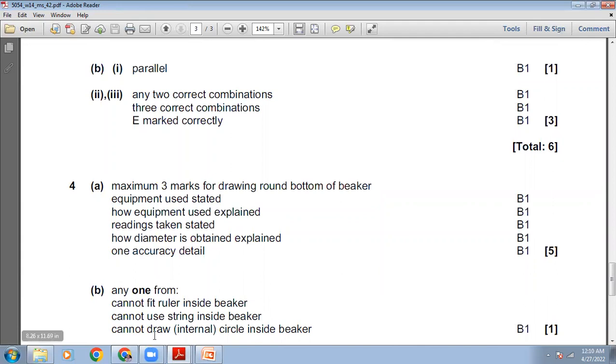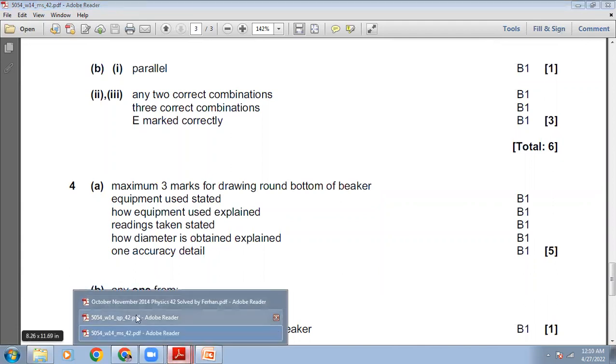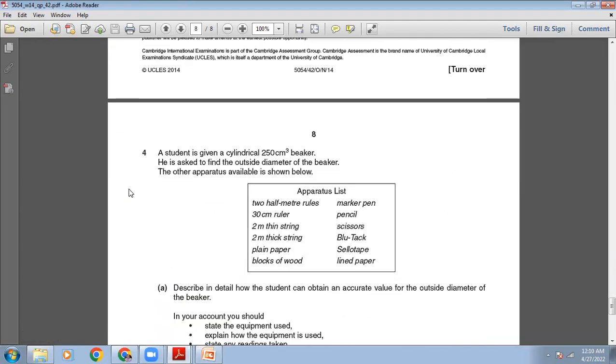So our answer is right. So we are moving to the next question.